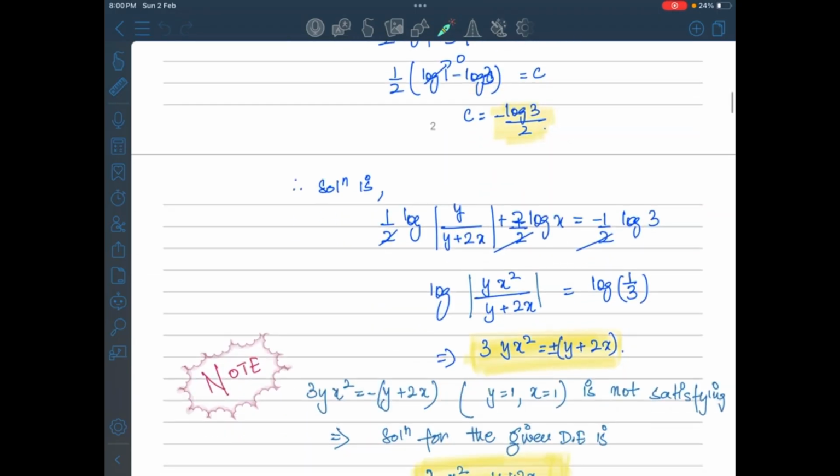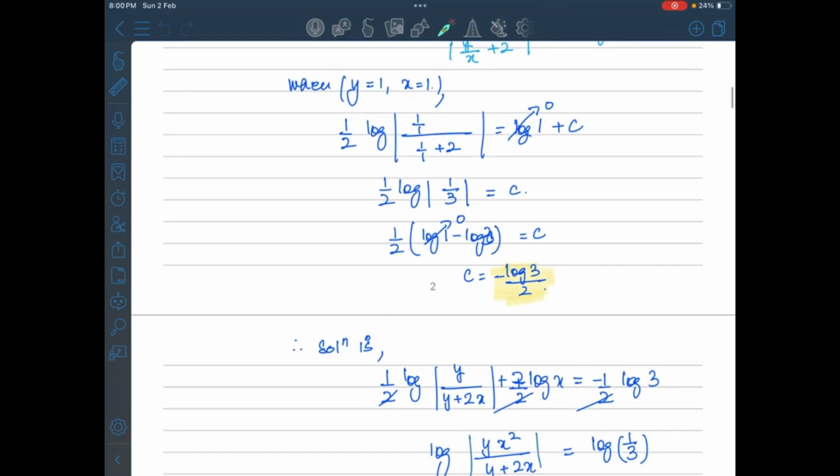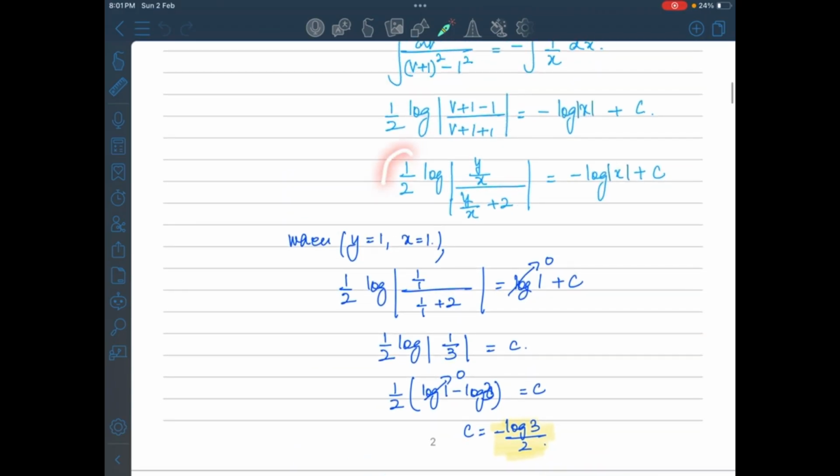Now I'm writing c back here. Now you can see that 1 by 2 log x can be written as log root x. Sorry, not mod x. 1 by 2 log x can be written as log root x. Right? This half will go to the power. Same thing we are doing here. But moreover, here I can see I got half, and here also I got half. So I am just multiplying and dividing by 2 here so that I can just cancel.